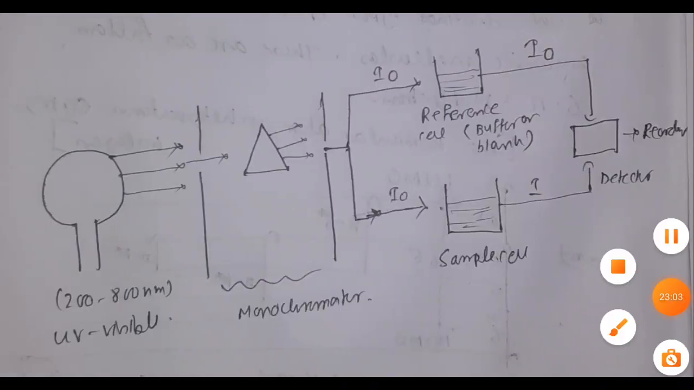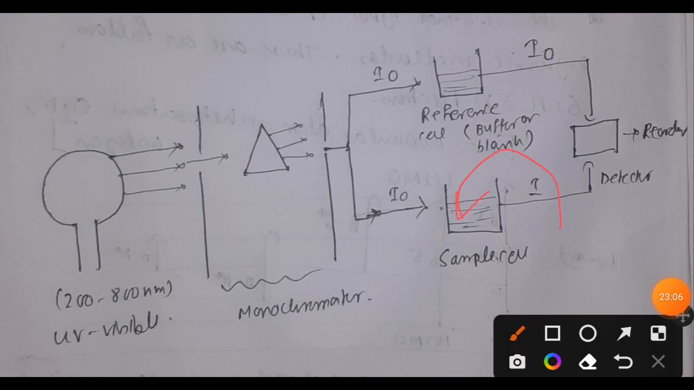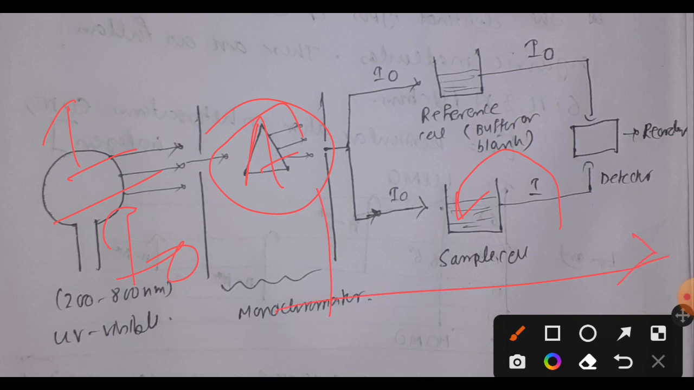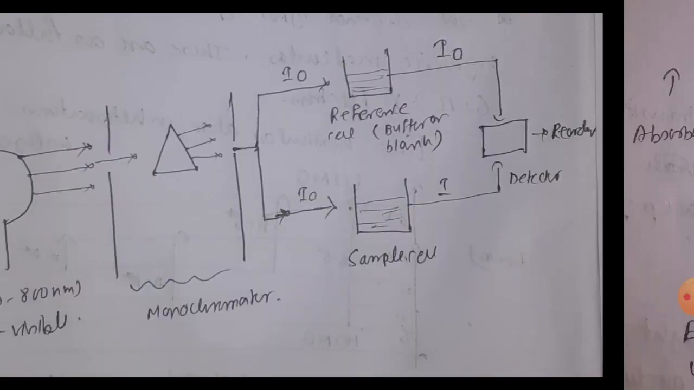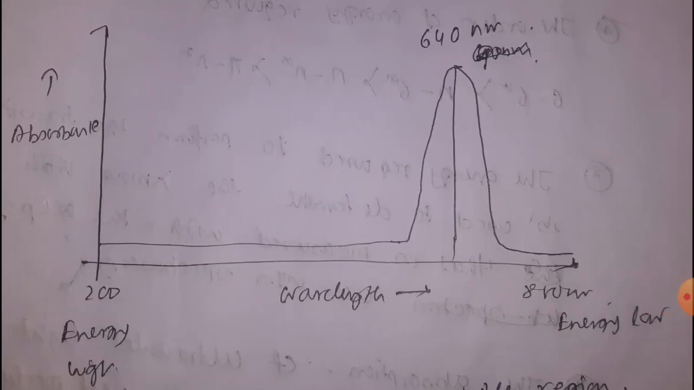The process is the same. In the sample cell we will keep our sample of interest, then we will perform the same steps and get the I by I0 ratio result. With the help of that we will determine the absorbance, then by yielding the absorption spectrum we will compare it with that standard absorption spectrum. And then we will get our desired result, whether the sample contains impurities or not, right? So that means what?